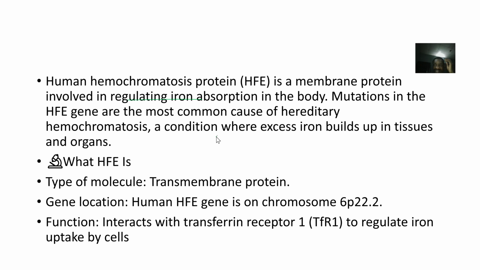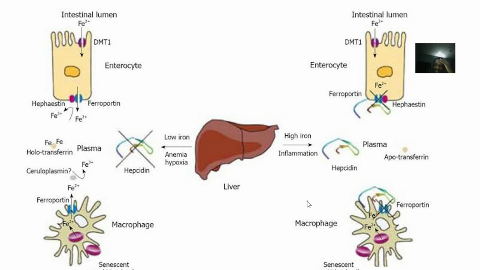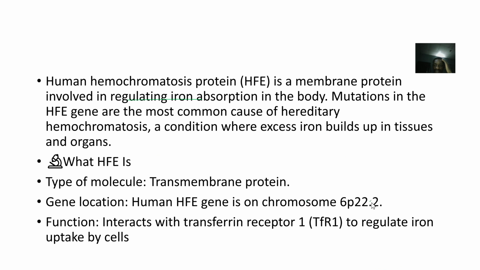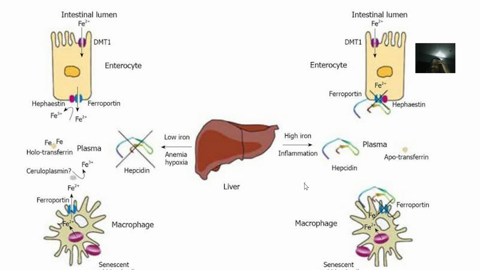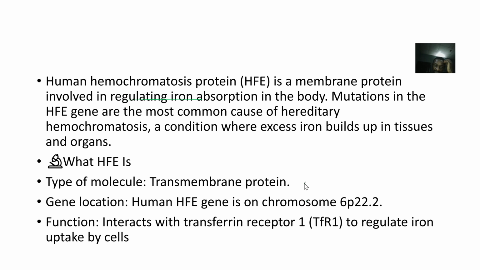The person will be having a dark skin. Don't worry, we'll get to look at this. We'll talk about hereditary hemochromatosis very soon. So, the type of molecule is a transmembrane protein. Its gene is located on chromosome 6p22.2. Function is to interact with transferrin receptor 1 to regulate iron uptake by cells.